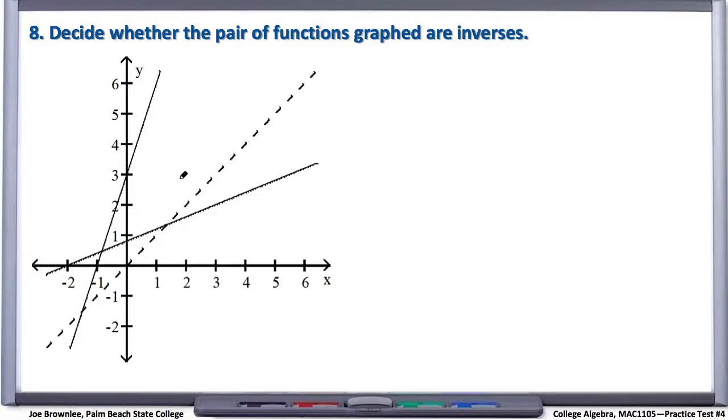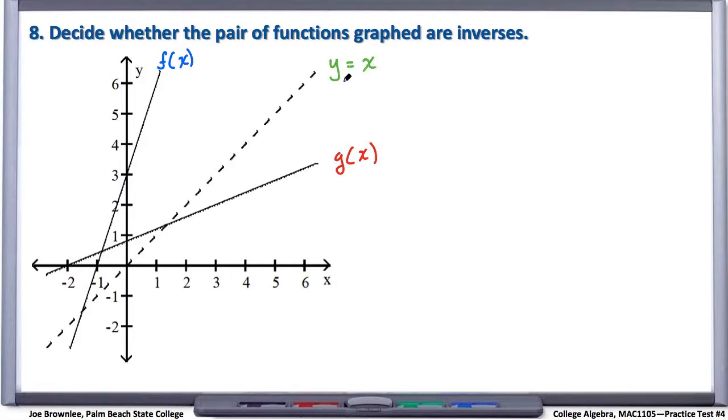Number 8, decide whether the pair of functions graphed are inverses. So this is very similar to number 7. Again, we're being asked to determine if our two functions that are provided are inverses. For the sake of number 8, let's let this top solid line be our f function. We will let this bottom solid line be our g function, and the dashed line cutting the graph in half here is the line y equals x.